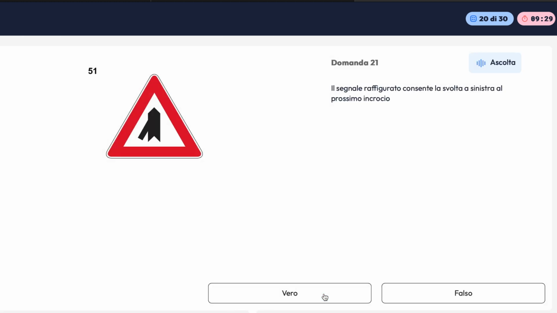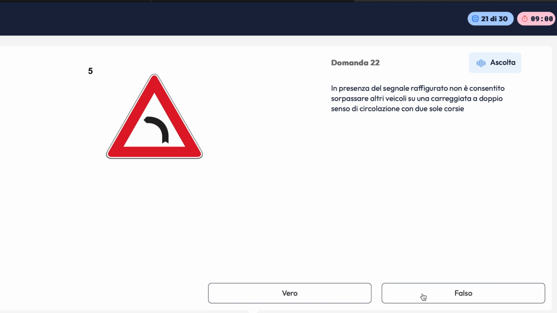Number 21. Il segnale raffigurato consente la svolta a sinistra al prossimo incrocio. The question says, this sign allows you to turn left at the next junction, which is false because this is confluenza da sinistra, telling you that vehicles will be entering the main road from the left side of the road.